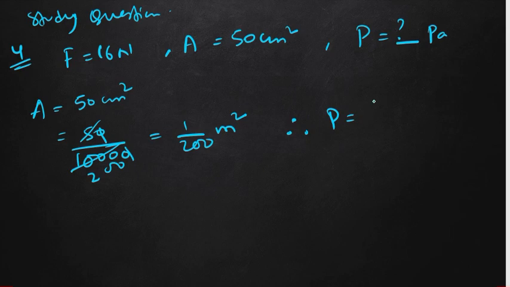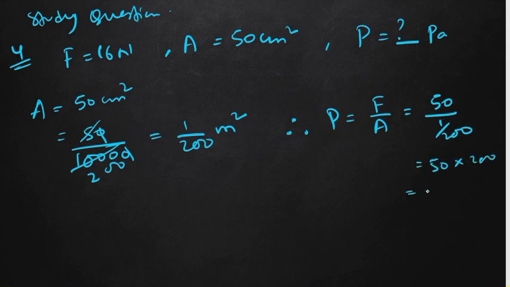So therefore, what is pressure? Pressure equals force by area. So force is our 16 divided by area is 1 by 200. So if we solve, this will be 16 into 200. So this will be the pressure. Clear? Question number 5. A force of 200 Newton.